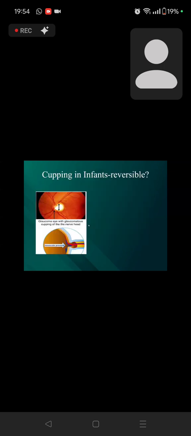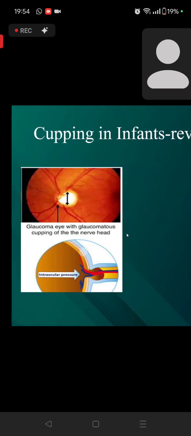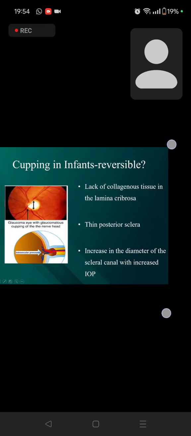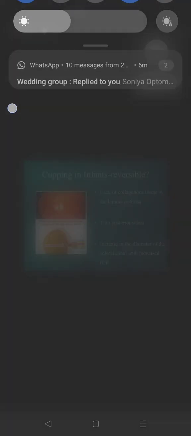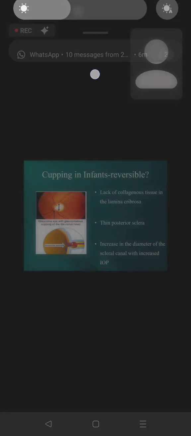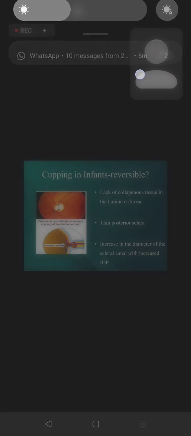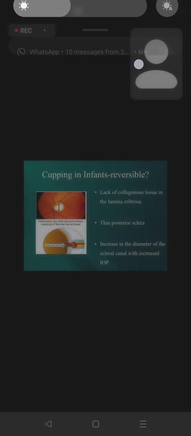And a word on cupping in infants. Cupping in infants is usually reversible. Why? Because there is a lack of collagenous tissue in the lamina cribrosa, a thin posterior sclera, and an increase in the diameter of the scleral canal with increased IOP. So what happens in infants? Earlier the cupping occurs, later the glial tissue loss occurs, whereas in adults there is early loss of glial tissue, early loss of NRR, and finally there is cupping, and finally there is visual field loss.